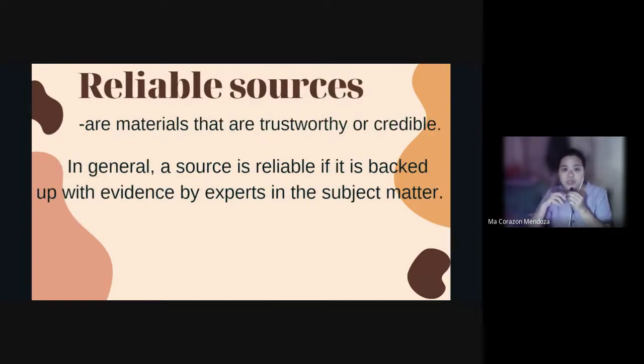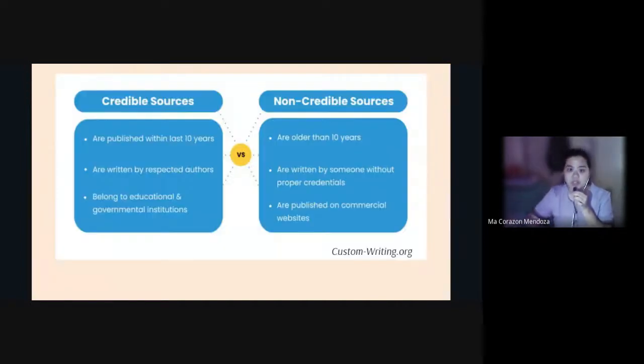Next, reliable sources. Now, please read. Okay, thank you. I want you to look at the keywords. A source is reliable if it is backed up with what? Evidence by experts in the subject matter. So, meaning that source is something that you can trust if the writers or the evidences are given by the writers who are experts in the subject matter.